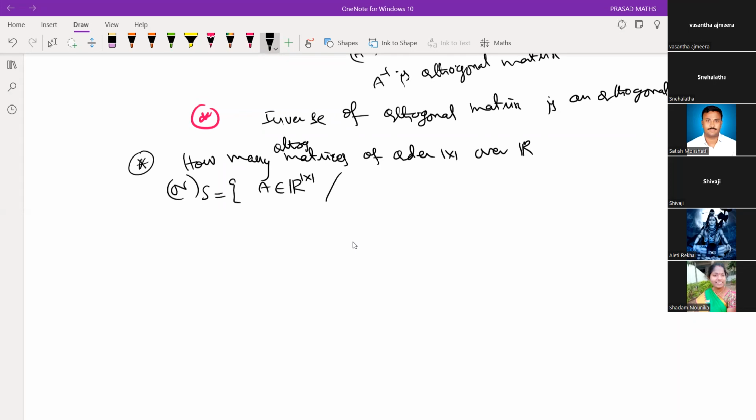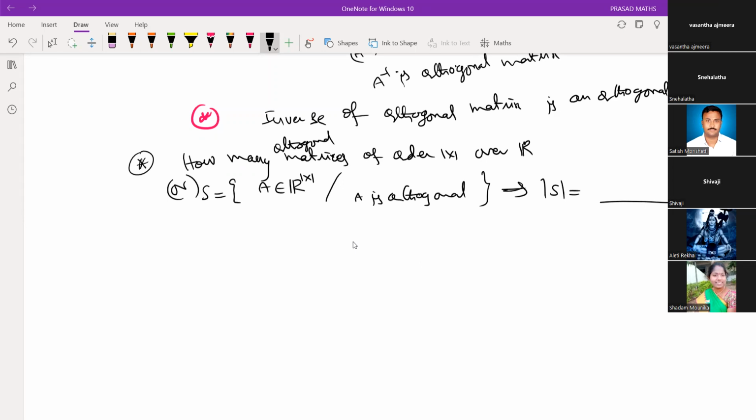That means A is orthogonal. What is the cardinality of this set? Anybody? What is the cardinality of this? Two. Yes, 1 and minus 1.